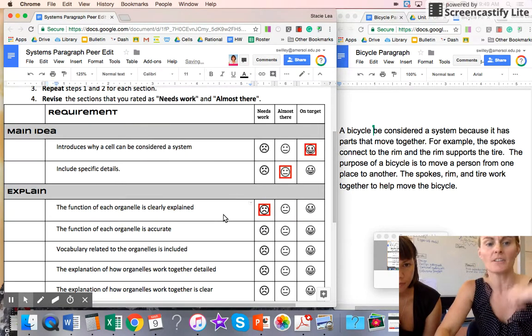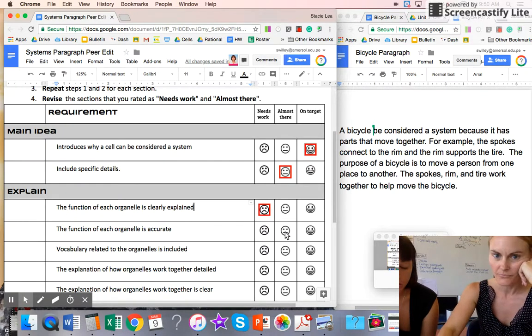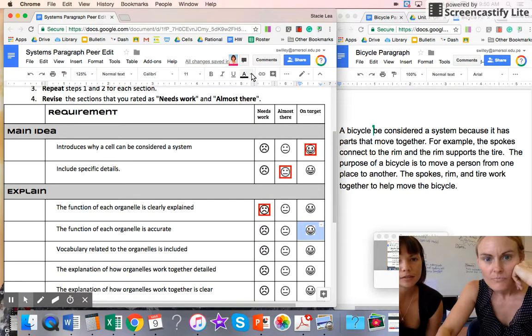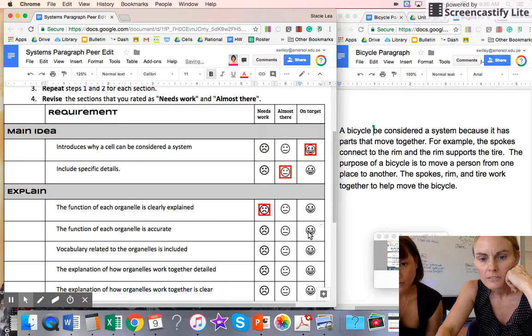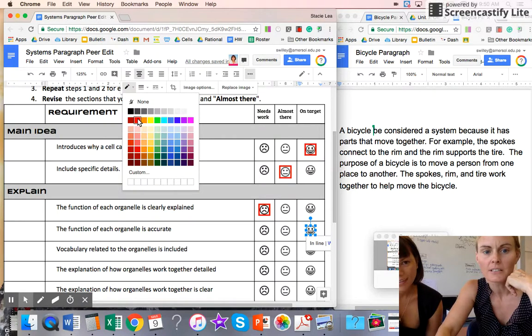Okay, and then the function of each organelle is accurate. Well, I feel like that's true. Yeah, I mean, you mentioned what the rim does, and that was accurate. So that one's on target. You just need to do the same for the others. Why didn't that work? I wish I had a shortcut for this.